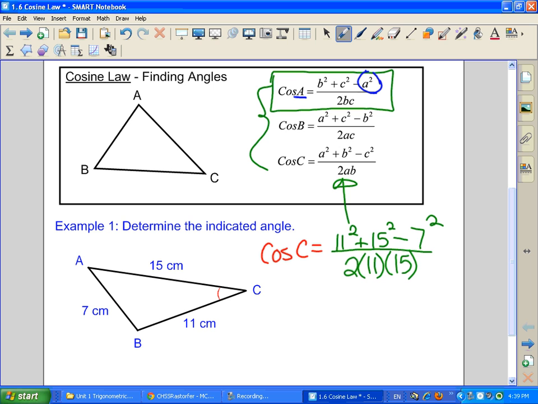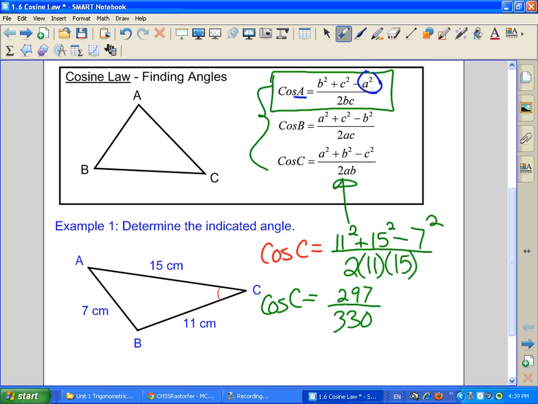I make sure I'm in degree mode, and I go 11 squared plus 15 squared minus 7 squared equals 297, divided by 2 times 11 times 15 equals 330. Just remember, folks, that's still the cos of C.